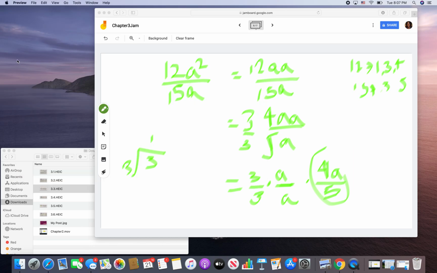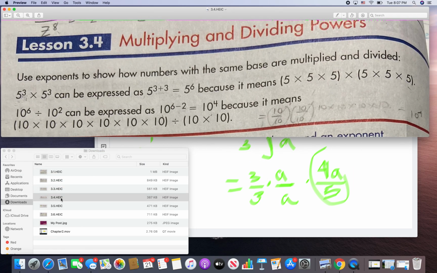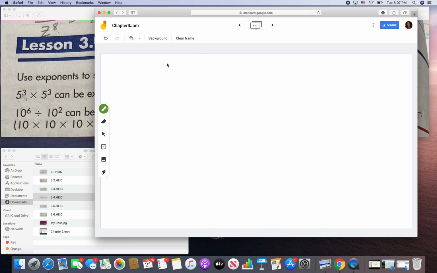All right, so in 3.4, this is a little trick that's not really a trick. It's something that is useful when you have very complicated problems. So you start with a common base and you multiply two numbers that have the same base. We already said what the base and exponent of a number is. And so what we're showing here is 5 cubed times 5 cubed.